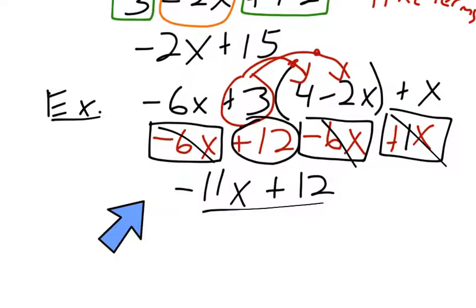And remember, when we simplify, it's okay that we didn't find out what x is. That's only when we solve, when we have an equation. So that's just your final answer.